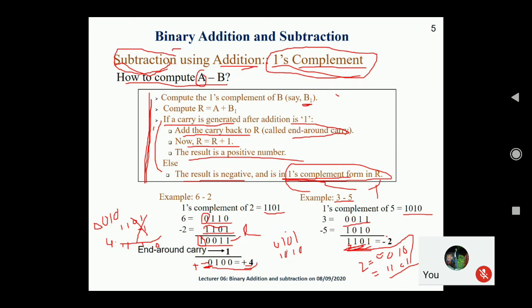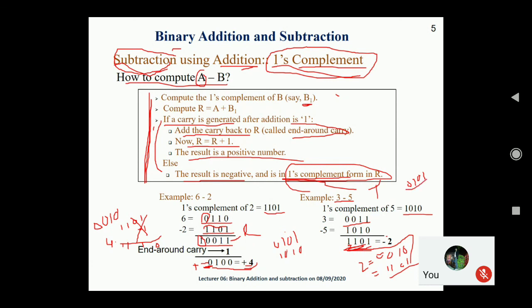See here, minus 5. Minus 5 means what? Ones complement, because this one is minus 5. Though it is minus 5, we are converting it into ones complement form. What is the binary form of 5? It is 0101. But here we use the ones complement form.